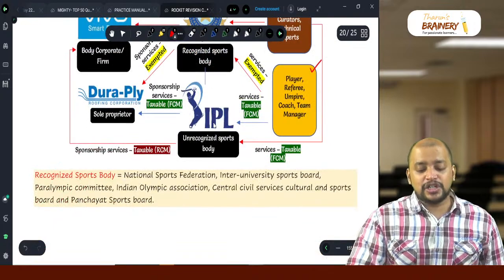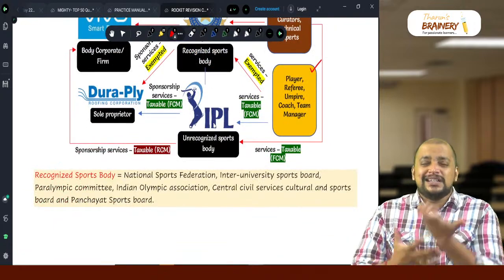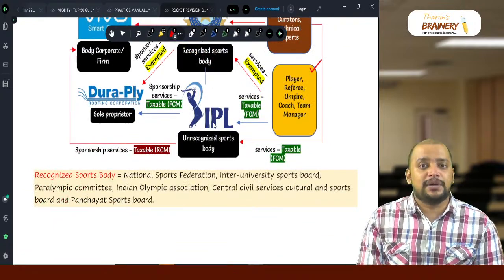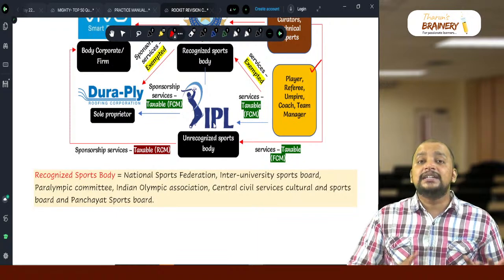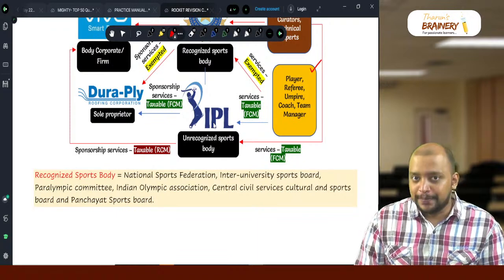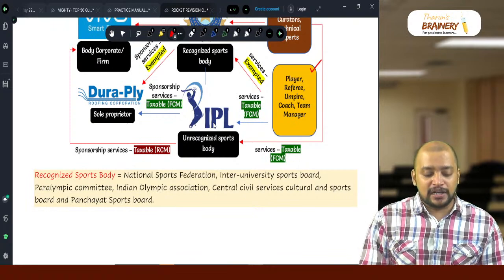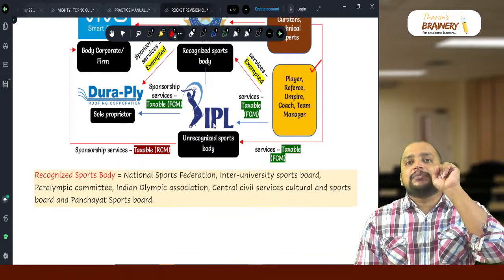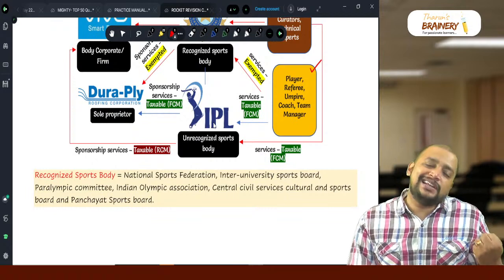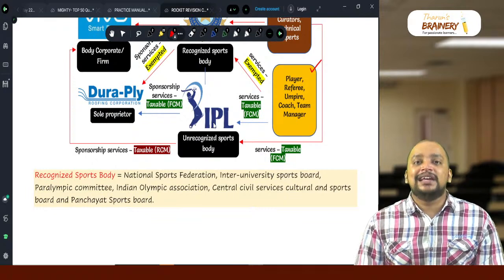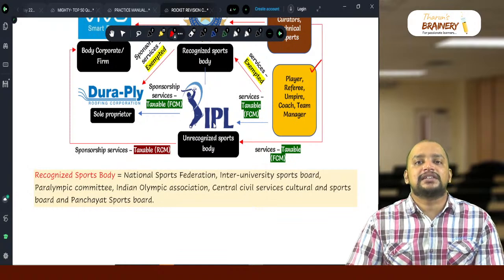So one, National Sports Federation. So BCCI, India Hockey Federation, will come under National Sports Federation. Inter-University Sports Board, then Panchayat Sports Board, then Indian Olympic Association, Paralympic Committee, so for physically challenged people, then Central Civil Services Cultural and Sports Board.